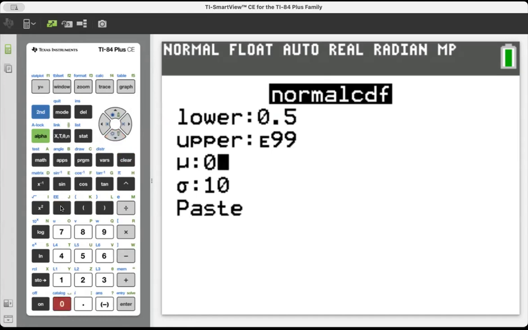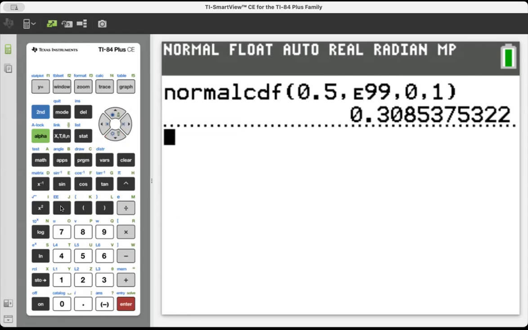Mu is 0, standard deviation is 1. And let's paste this. Okay, and our answer, 0.3085. I'll take all these probabilities to 4 decimal places, so 0.3085 or 30.85%.